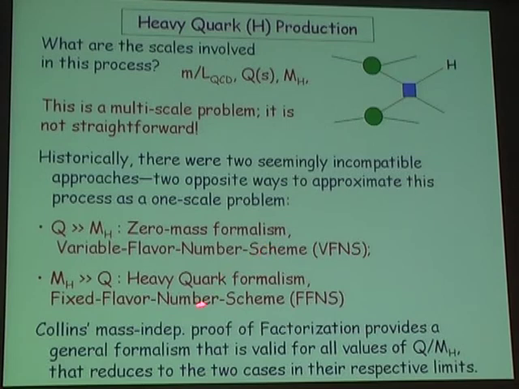The fact that Collins has demonstrated that the factorization picture like this is actually independent of the mass parameter of the inner Lagrangian gives you a formalism which is valid for any value of this ratio here. In that general formalism, in one limit it reduces to this, and in the other limit it reduces to that. And in the intermediate region, you have a nice, well-defined interpolation between the two.